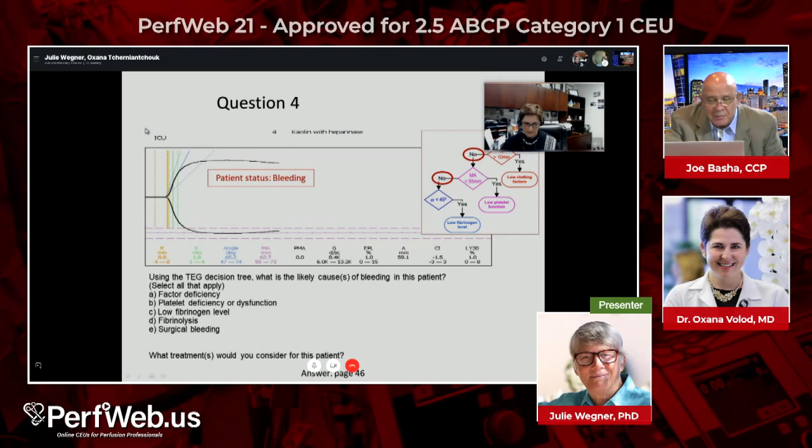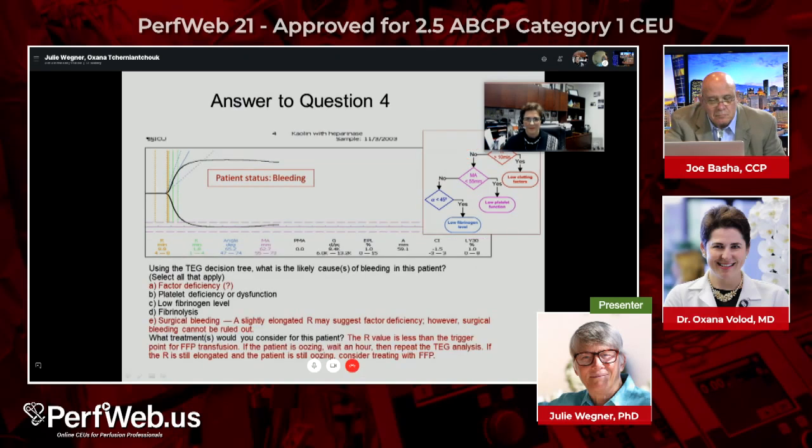But they're going to argue with me about that. They might want to give something because they're in the ICU, and we'll see what happens. At least you have a little bit more information than you did without. If the patient is oozing, wait an hour, then repeat the TEG analysis. If they're bleeding profusely, that's a whole different situation. You kind of take it as it goes.